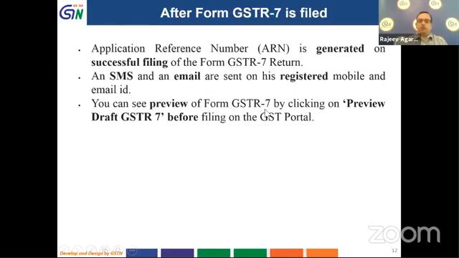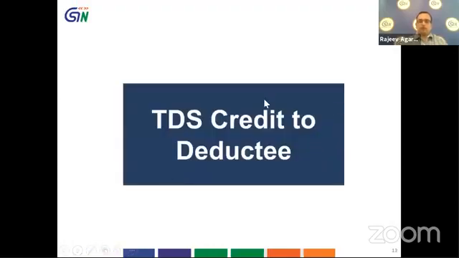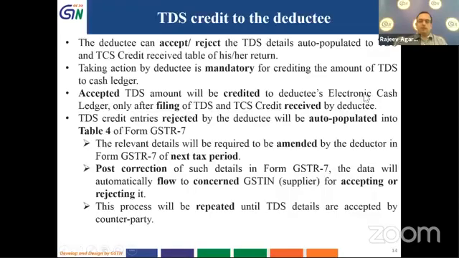Then I can preview GSTR 7 at various stages, which we are going to see just now. Then TDS credit to the deductee: whatever tax is deducted is made available to the deductee. The deductee has to accept or reject the TDS details, which are auto-populated. He cannot take any other action except accepting or rejecting. Taking action is mandatory for crediting the amount to the cash ledger. If the amount is accepted, it goes to the electronic cash ledger, and the deductee can use that amount for paying his tax liability.